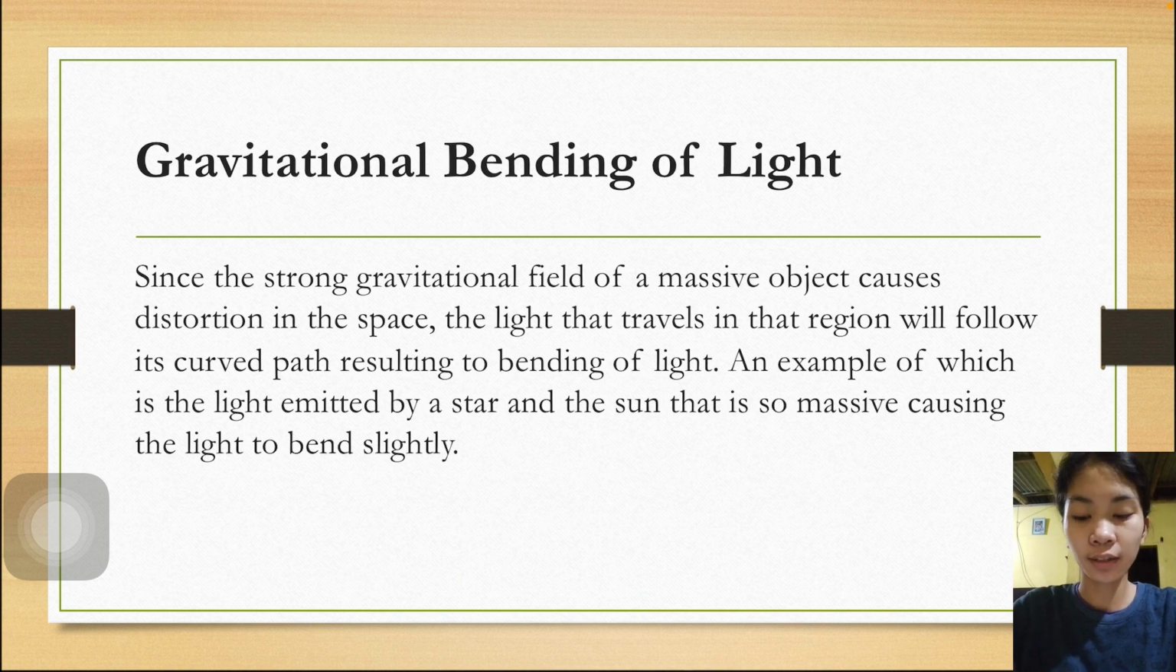Gravitational bending of light. Since the strong gravitational field of a massive object causes distortion in space, the light that travels in that region will follow its curved path resulting to bending of light. An example of which is the light emitted by a star and the Sun that is so massive causing the light to bend slightly. Dahil nga sa massive objects gaya ng Sun na nagkakameron ng curvature sa space-time, maski ang light ay sumusunod sa curvature ng space-time.